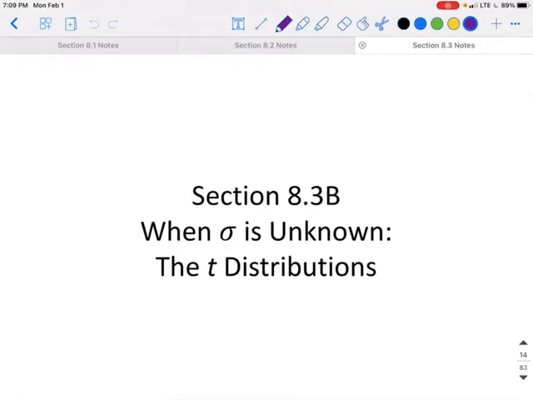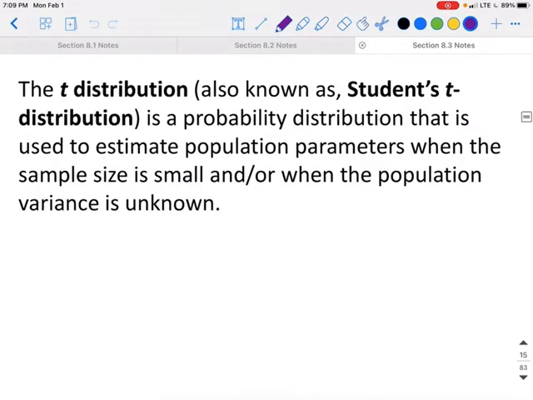Section 8.3 Part B, when sigma is unknown, the t-distributions. The t-distribution, also known as Student's t-distribution, is a probability distribution that is used to estimate the population parameter when the sample size is small and/or when the population variance is unknown.